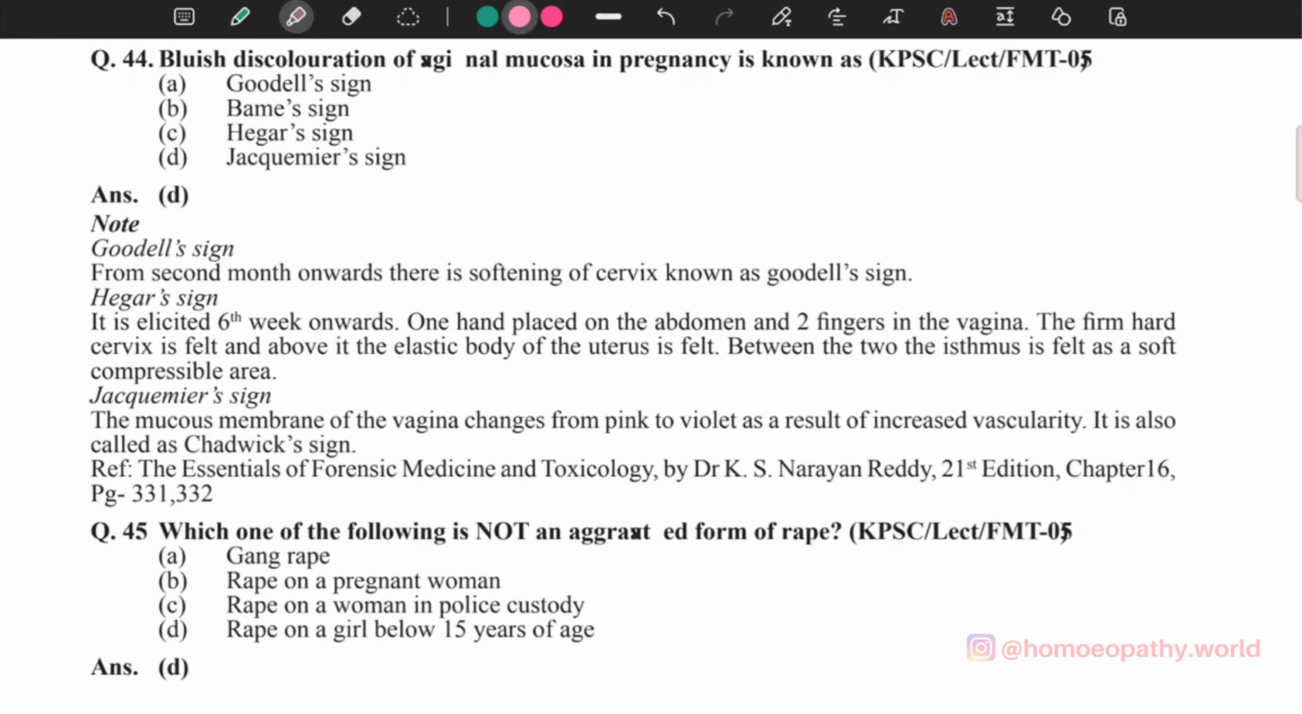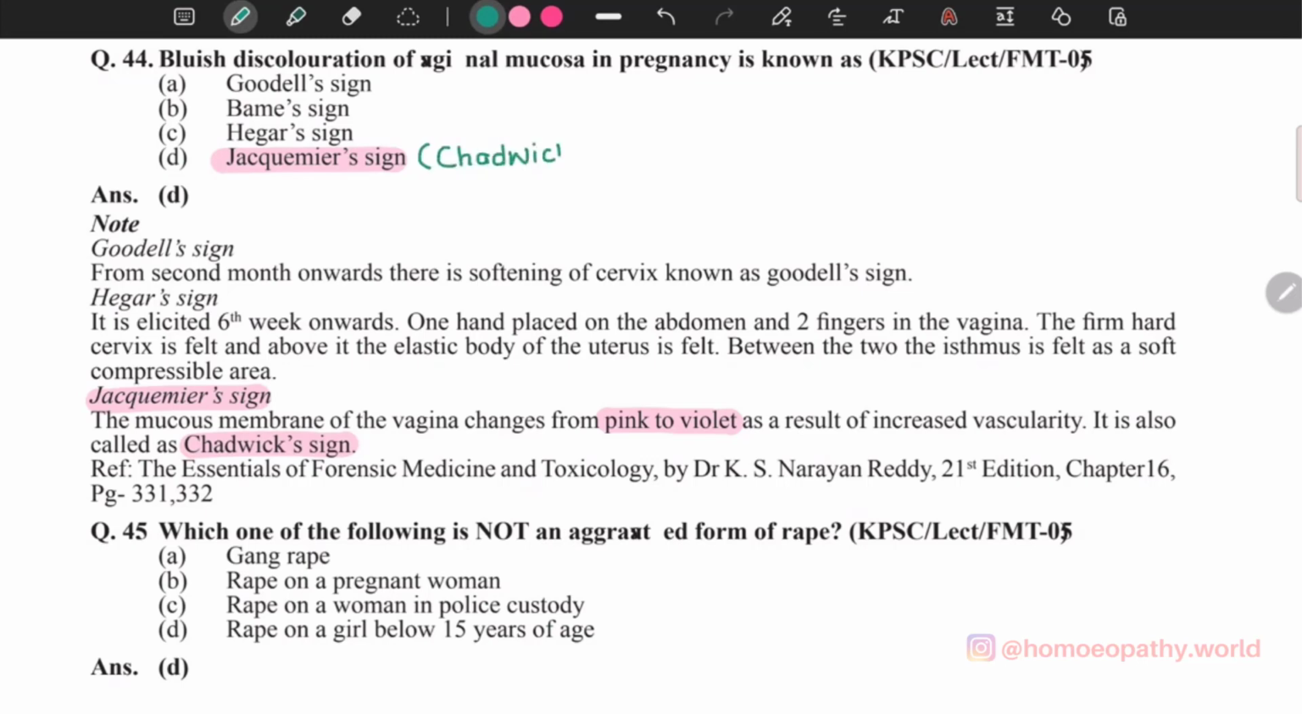Okay. The next question number 44 is, bluish discoloration of vaginal mucosa in pregnancy is known as A. Goodell's sign, B. Osiander's sign, C. Hegar's sign, and D. JIPMER's sign. The answer is JIPMER's sign. So what is JIPMER's sign? The mucous membrane of the vagina changes from pink to violet as a result of increased vascularity, also known as Chadwick's sign.